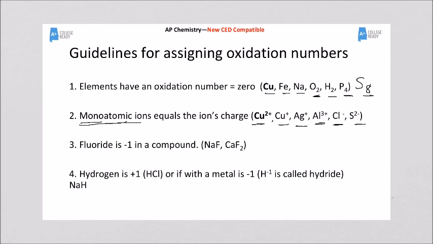Now, anytime we have fluoride, it's going to be negative 1. But if we had F2, the element, that would be 0. So fluoride in a compound is negative 1. Number 4, hydrogen is going to be plus 1. That's when it's in an acid, because it's with a nonmetal that would take a negative, in this case chloride would have to be negative 1. But if hydrogen is bonded to a metal, that's where we call it hydride, for example sodium hydride, and then it would be negative 1. So hydrogen is most commonly positive 1, but in some cases it could be negative 1.